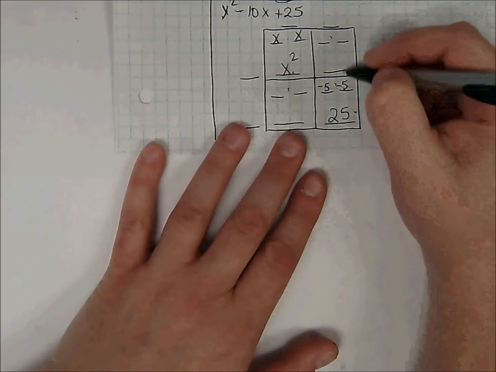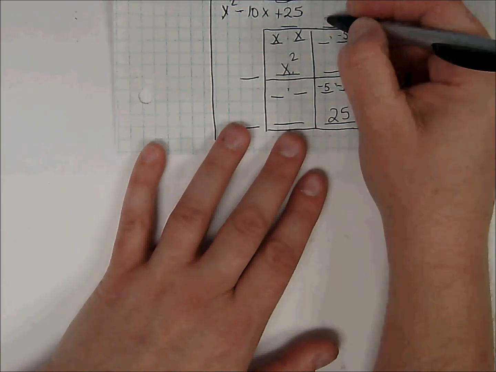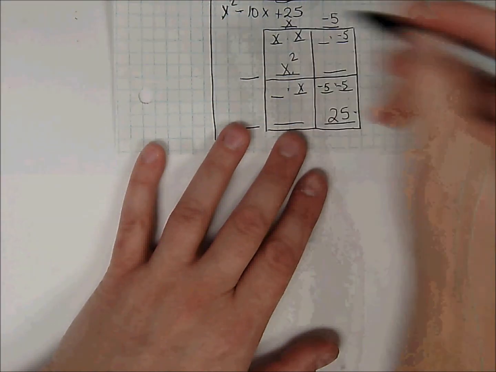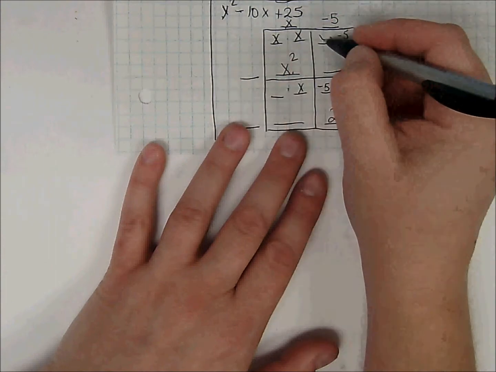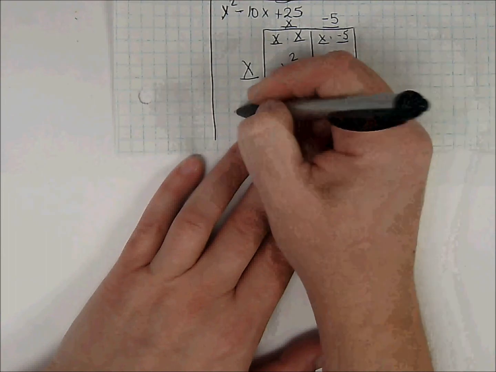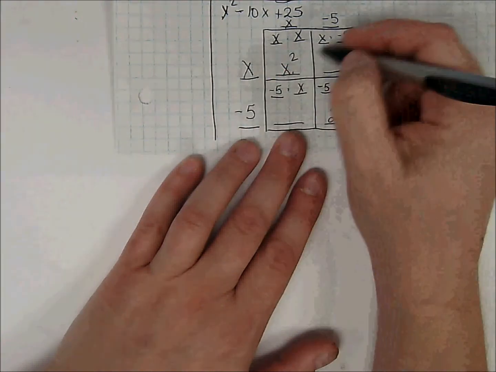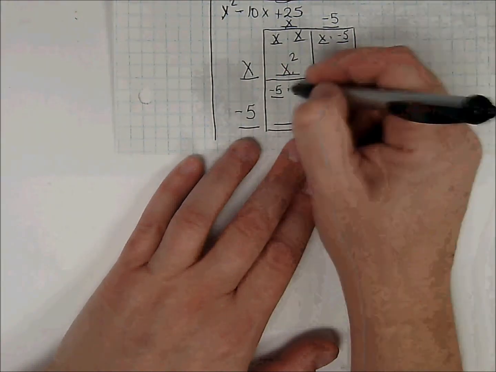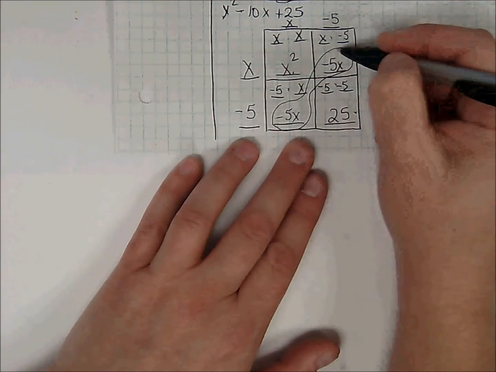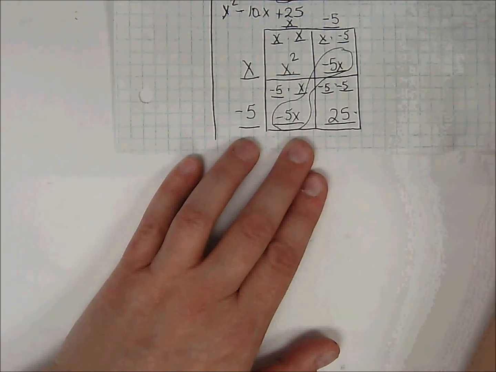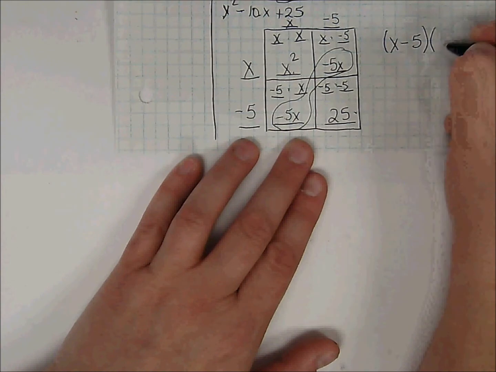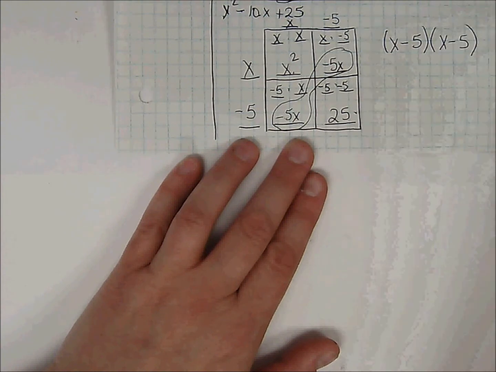So we go this column, negative 5. This column, x. This row, these two are going to be x. If this one's negative 5, this one's negative 5. And now in this spot I put minus 5x and minus 5x, and you notice that when you add these two together you get negative 10x. So what I'm looking at is x minus 5, x minus 5.